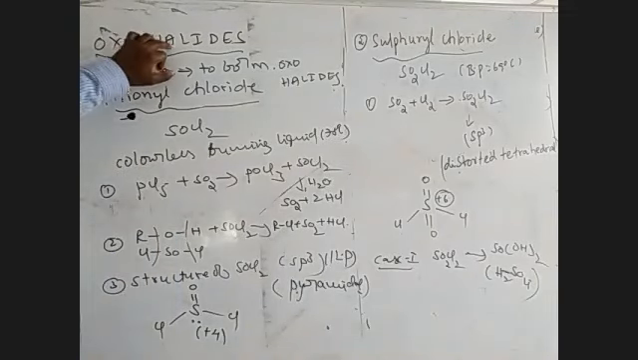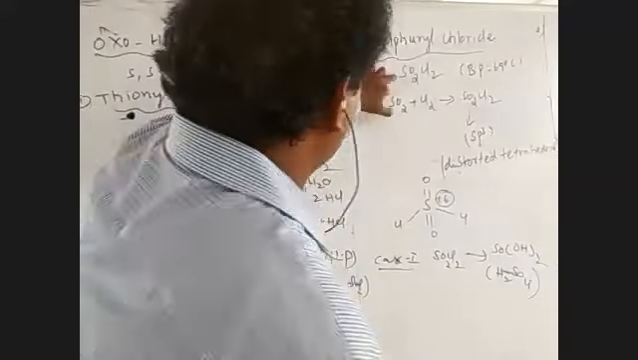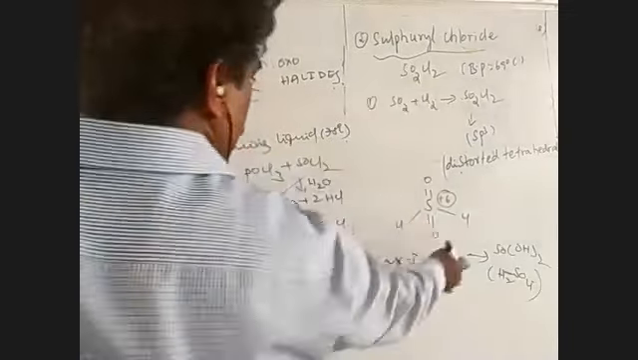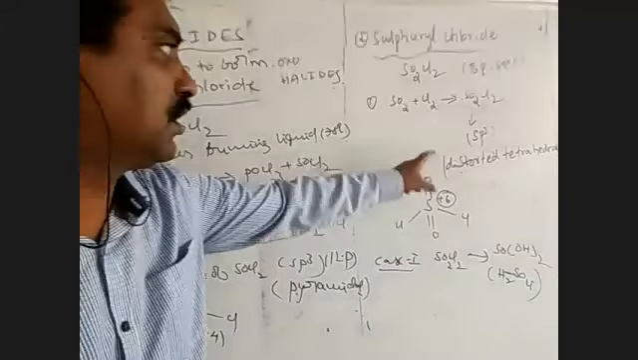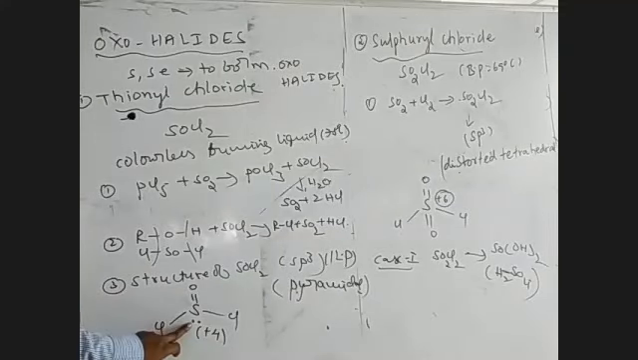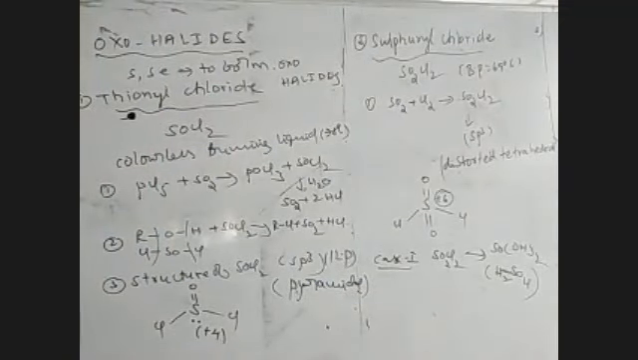These are oxo halides. SOCl2 is called thionyl chloride. SO2Cl2 is called sulfuryl chloride. In thionyl chloride, the oxidation state of sulfur is +4. In sulfuryl chloride, the oxidation state of sulfur is +6. Both SOCl2 and SO2Cl2 undergo sp3 hybridization. SOCl2 has pyramidal geometry and SO2Cl2 exists as a distorted tetrahedral geometry.